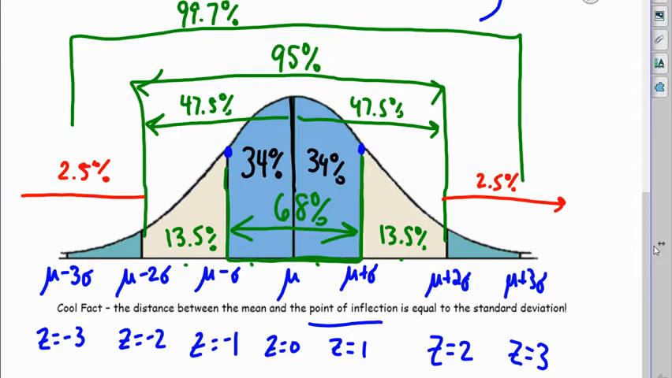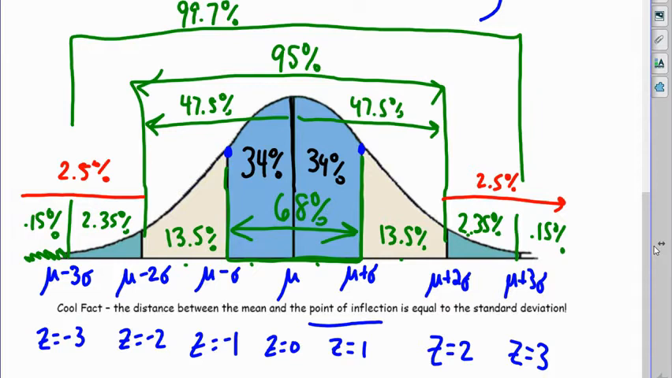If I want to break this down even further, I could think of this little green area out here as being a very small 0.15% of my data. This right here would be 2.35% of my data right inside there. And then the same thing balances on the top, 2.35%, and outside of it is 0.15%. So that breaks that whole shape down. But then how do I use it?